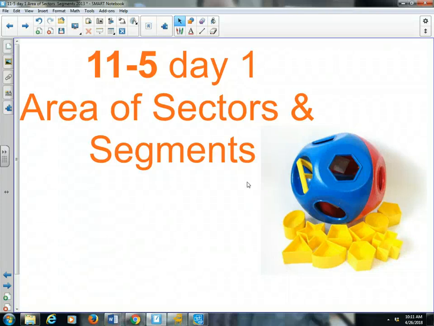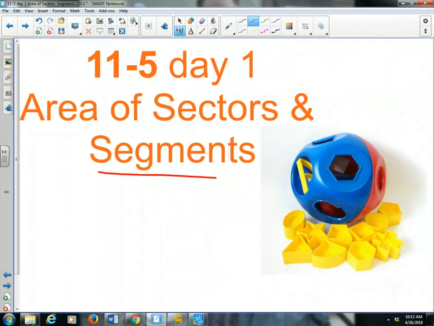Today we are discussing 11.5 day 1. We've already done areas of sectors. Now we're doing area of segments, and it's going to be awesome. Are you ready? Here we go, area of segments.